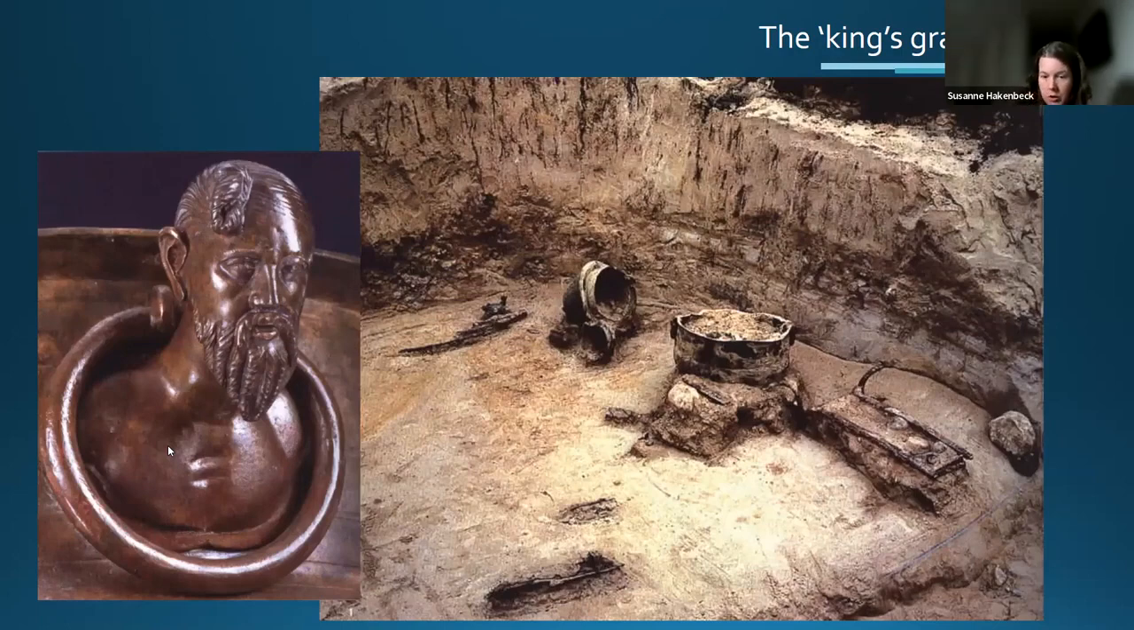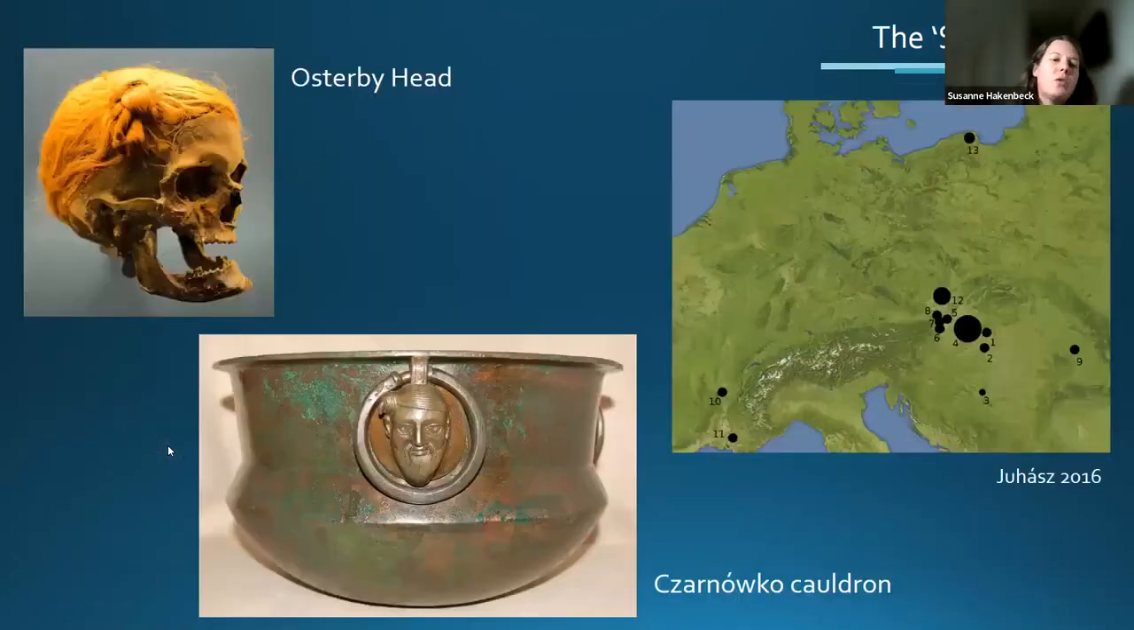So if we take a closer look at this cauldron, and in particular the representation on it, just take a quick note of the hairstyle. This hairstyle is what's been called the Swabian knot. It's a very recognizable hairstyle of populations in the non-Roman world. It has been found, for example, on the so-called Osterby head, a bog body that was found in Schleswig-Holstein and has been carbon dated to 70 to 130 CE.